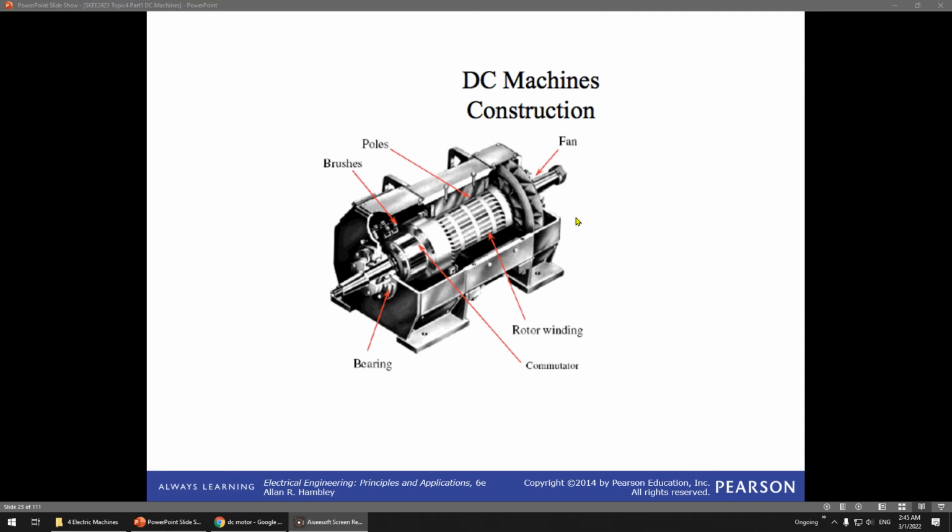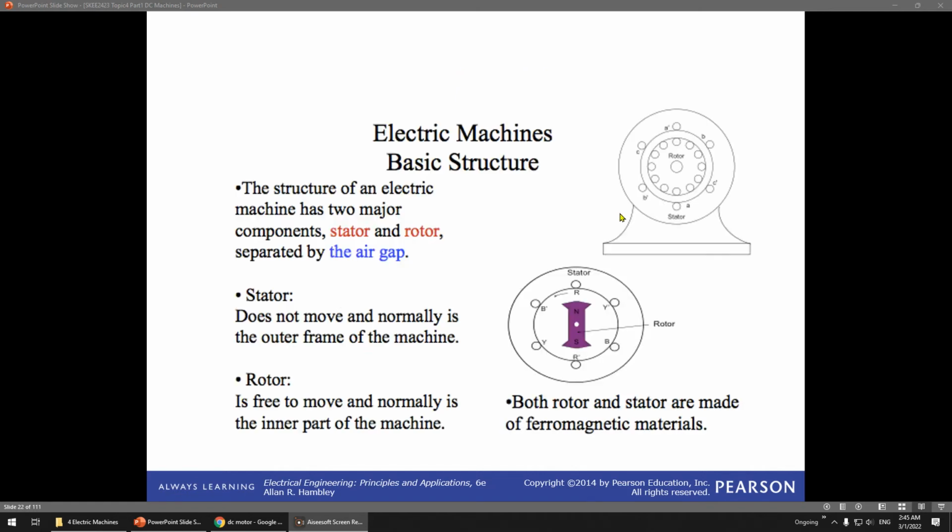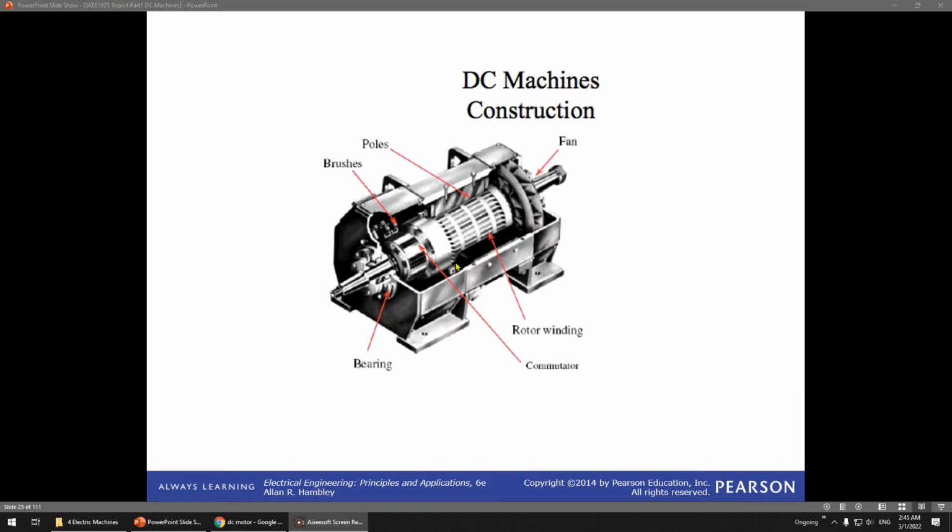You can see here, this is the fan. The fan is to cool down the machine. It becomes very hot, so you have to add a fan. These are the poles, which is basically where you put the winding, so we call them poles. This is the brushes. Bearing, rotor winding, commutator. I think this one is a DC machine. Yes, this is a DC machine because you have a commutator and brushes.